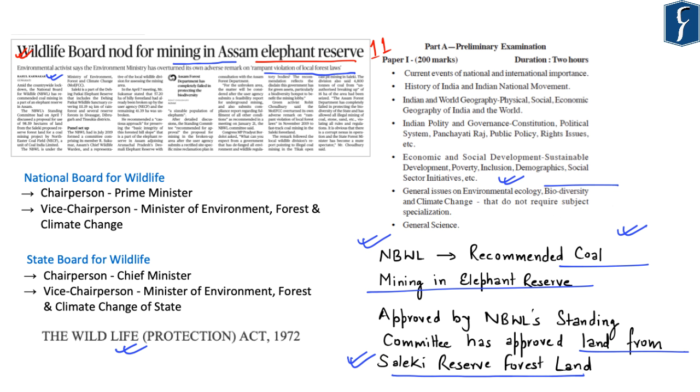Now in this regard, you should know about National Board for Wildlife as well as State Board for Wildlife. Now both these boards are constituted under Wildlife Protection Act of 1972. Now the chairperson of National Board for Wildlife is the Prime Minister, whereas the vice chairperson is the Minister of Environment, Forest and Climate Change. Whereas with respect to State Board for Wildlife, the chairperson is the Chief Minister and vice chairperson is the Ministry of Environment Forest of the state concerned. So we understand that this topic becomes important from our prelims perspective.